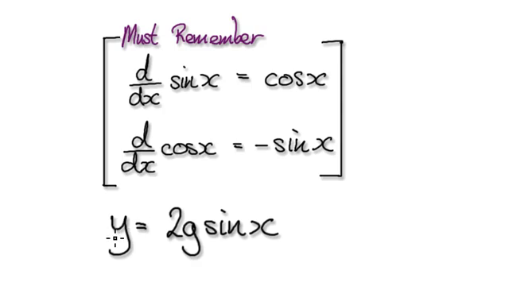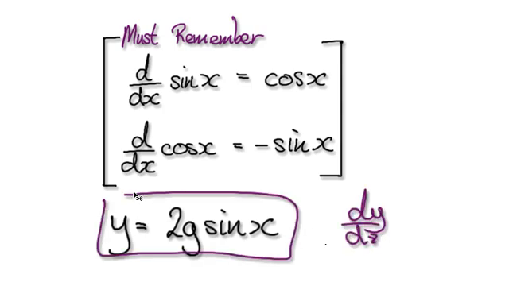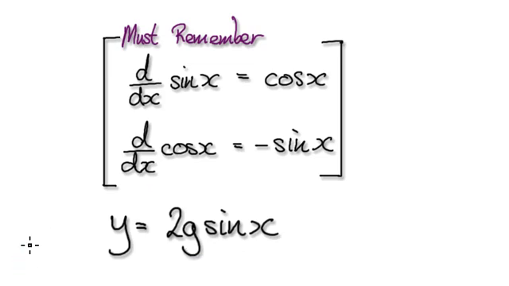Okay, next one. Now you're given y equals 2g sine of x, and g is a constant. It's like gravity. It's a constant. As long as you're on Earth, gravity will pretty much be the same. So imagine the g as a constant. It's just a number that doesn't change. What you're trying to differentiate, this is what's changing. The number 2 is a constant. G is a constant. Anyway, find dy by dx, given y equals this. Press pause and have a go.